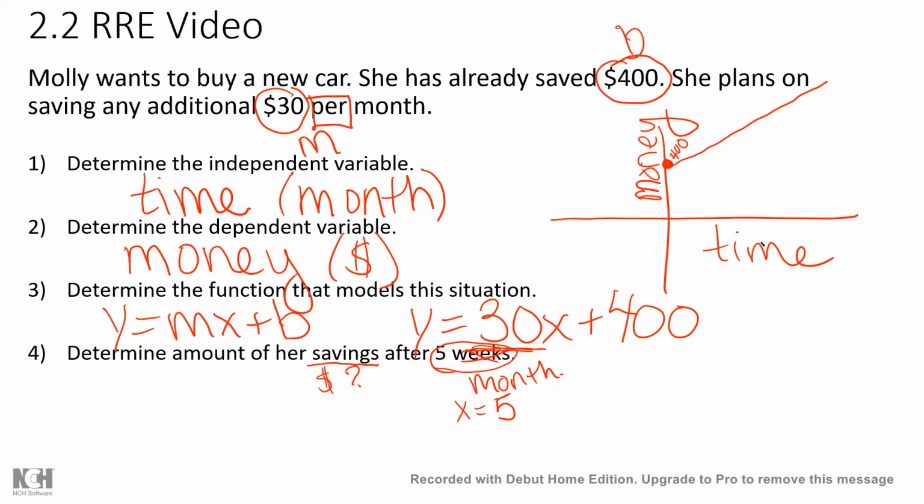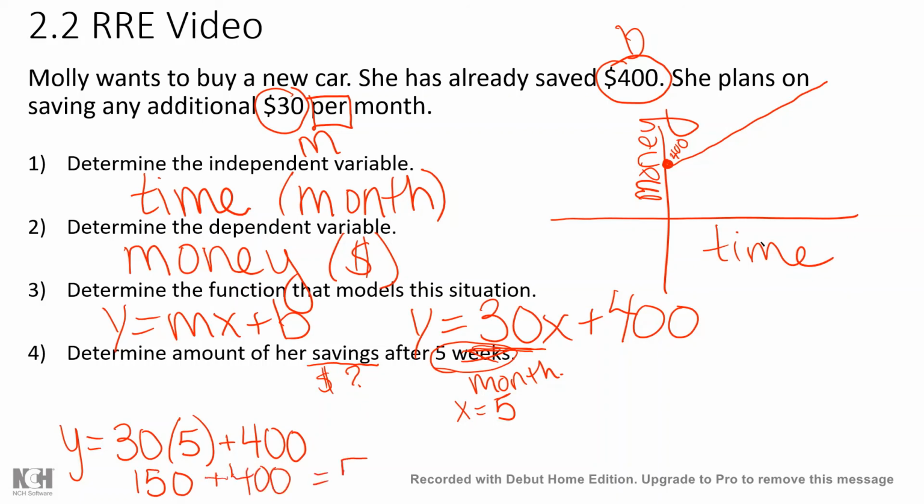So what we're going to do is we're going to take the equation we wrote in number 3, y equals 30. But now instead of x, I'm going to write 5, because we know we're saving for 5 months, plus 400. Okay. Now we can grab a calculator. We can do this in our heads. 30 times 5 gets us 150, plus the 400 that she started with. Oops. There we go. Gets us 550, and we know we were asking for how much money did she have, so $550.